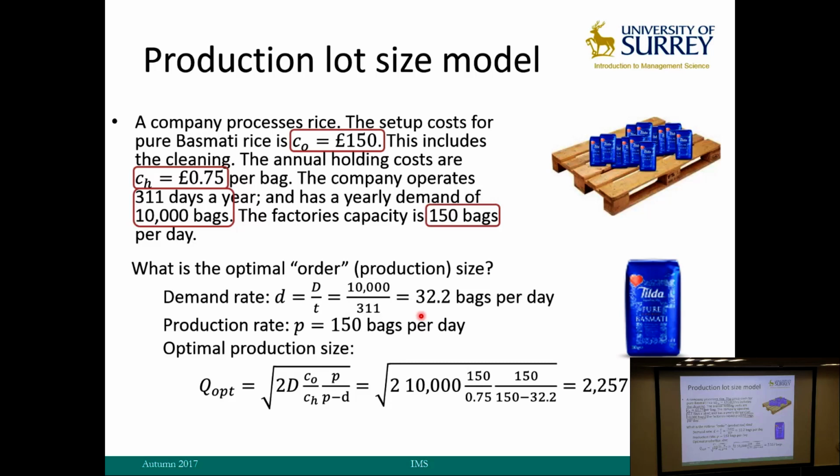2 is a constant. D is the annual demand, 10,000. CO is the setup cost, interchangeable with the ordering cost. And CH is the holding cost. And then we have P divided by P minus D. P is our daily production rate, and D here is the daily demand from the market. Then we can find how many bags we should produce every time we run the production line.